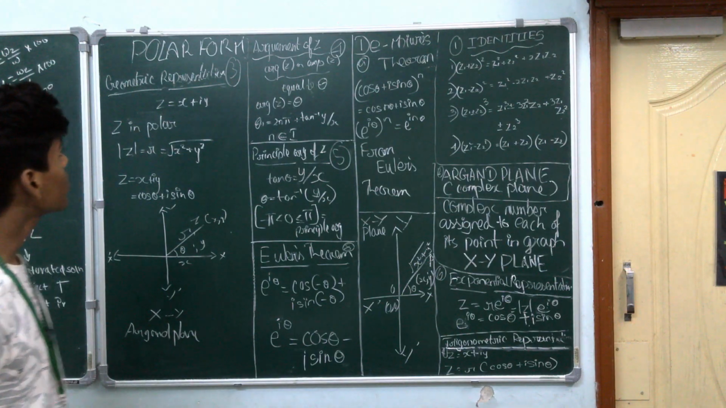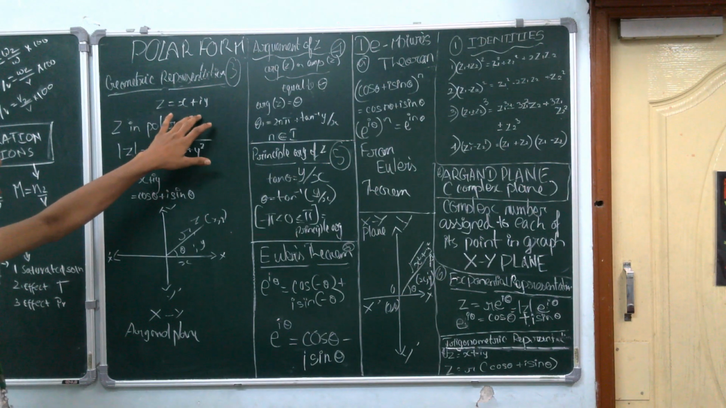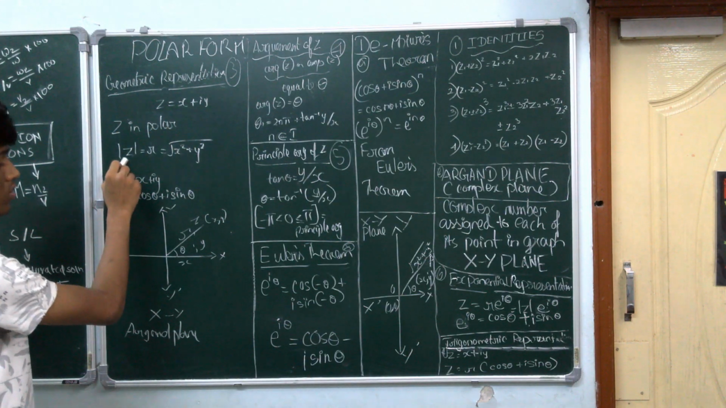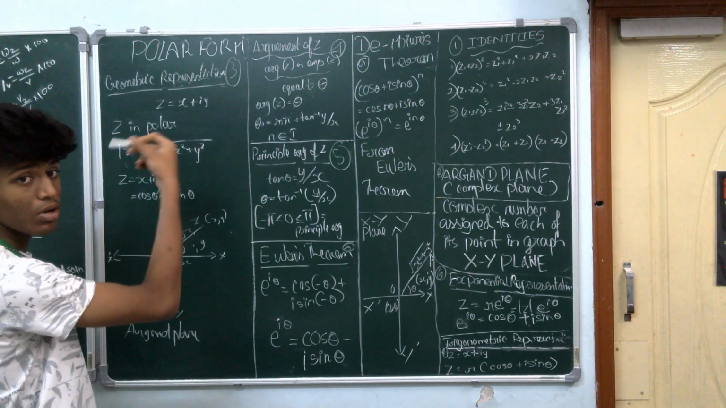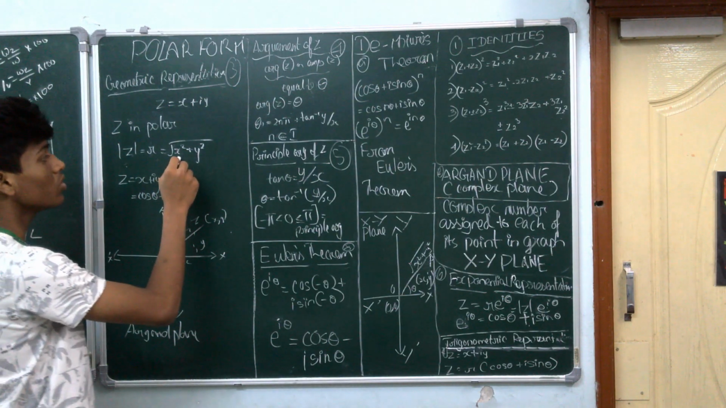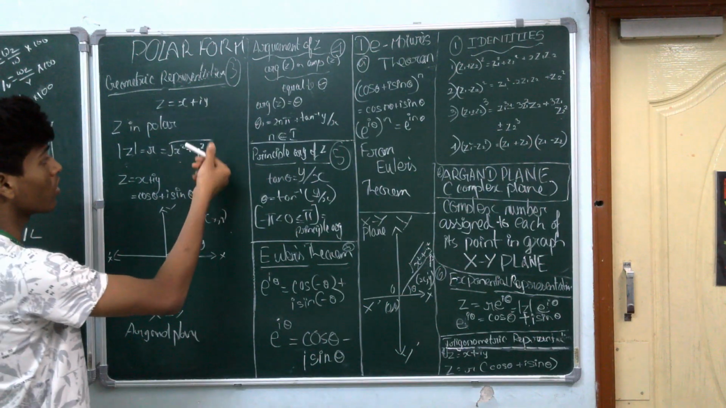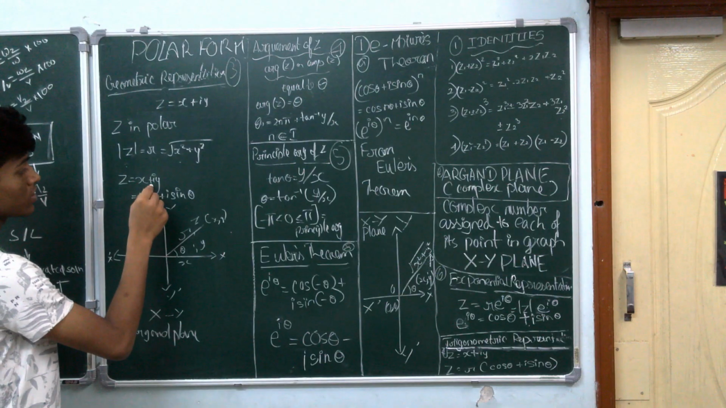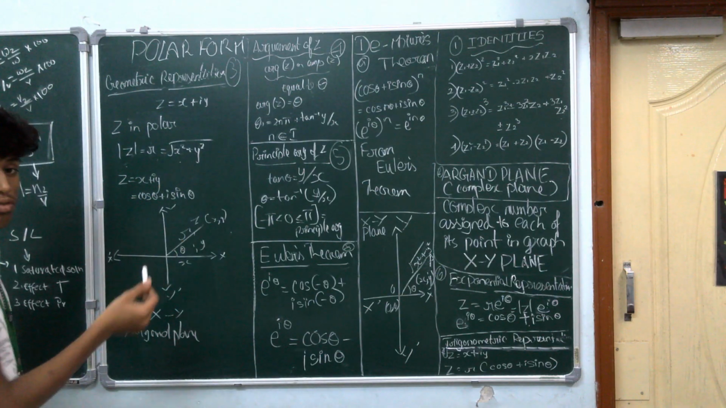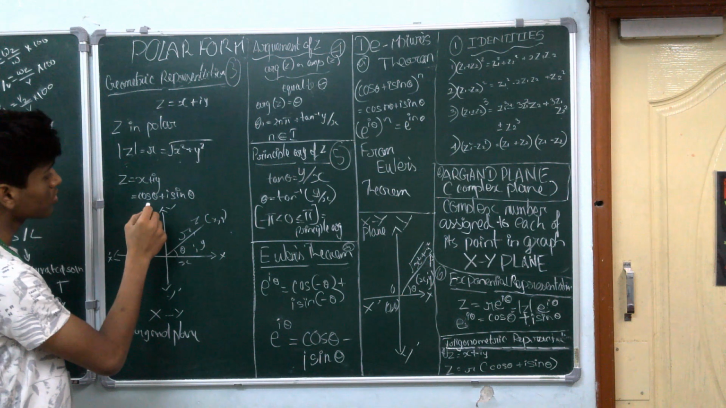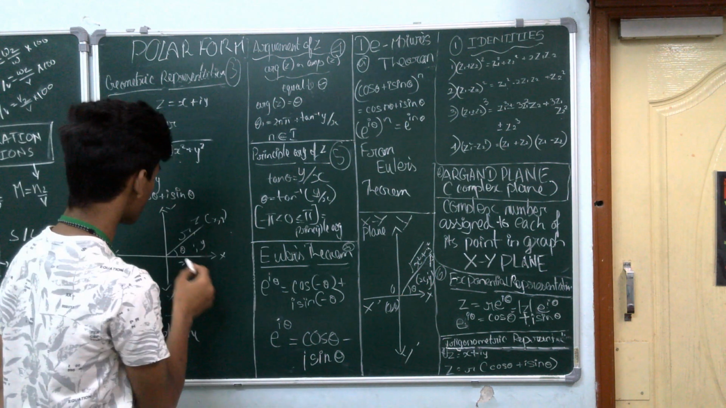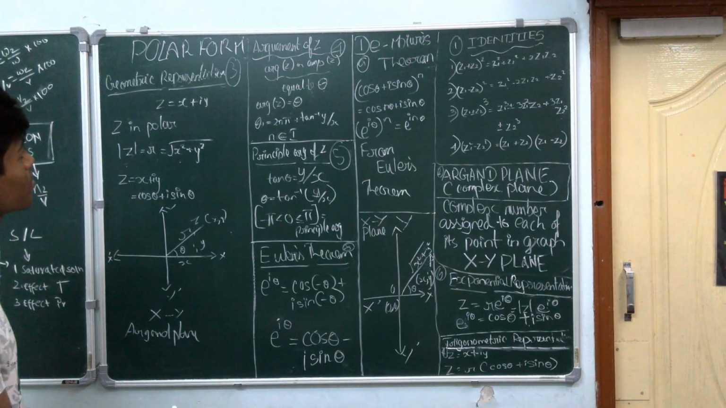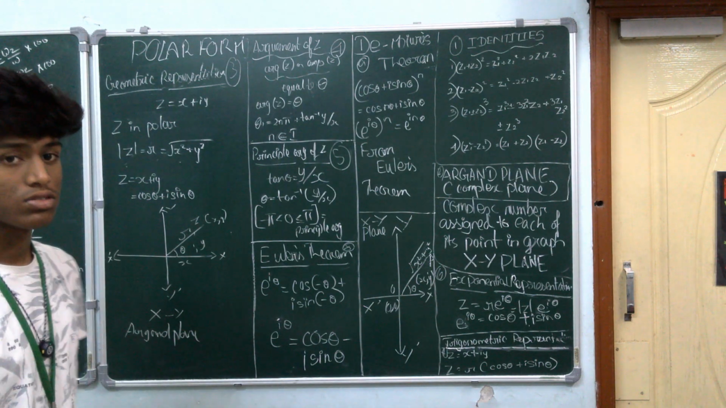What is the polar form? z is equal to x plus iy. In polar form, the modulus of z is equal to r, which is the polar representation, equal to the square root of real square plus imaginary square, that is root of x square plus y square. z equals x plus iy is the general formula, but in polar form we represent this as r cos theta plus i sin theta. What do you call this theta? Theta is the argument of z, the complex number.